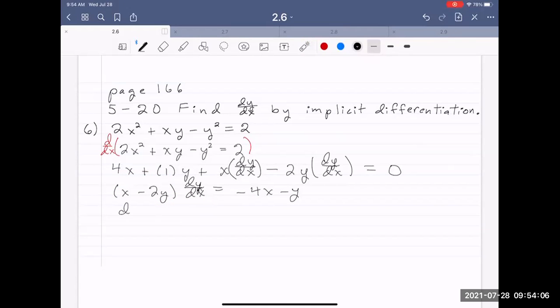So I get that dy dx equals, I don't like negative signs, so maybe I'll switch all the signs around. 4x plus y over 2y minus x. I changed all the signs. Any questions about that?